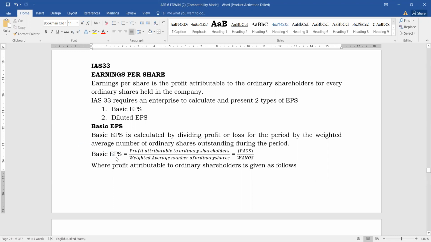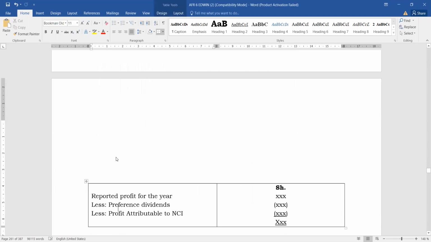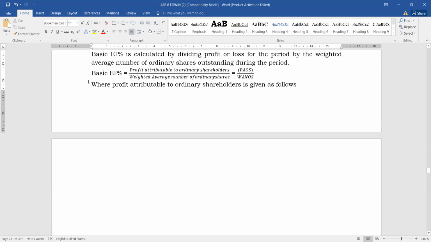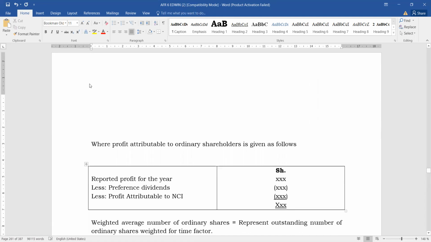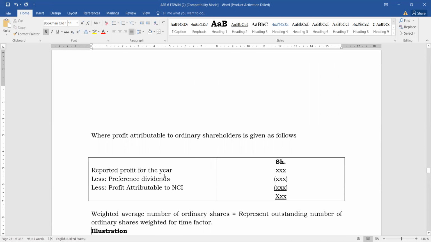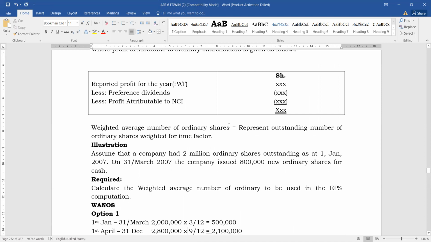The next thing in our notes is how you compute it. The profit attributable to ordinary shareholders: you start from profit after tax, the one for the year. You deduct the preference dividends, then you deduct the profit attributable to NCI. Then what about one-offs? The weighted average number of ordinary shares represents the outstanding number of ordinary shares weighted for the time factor.